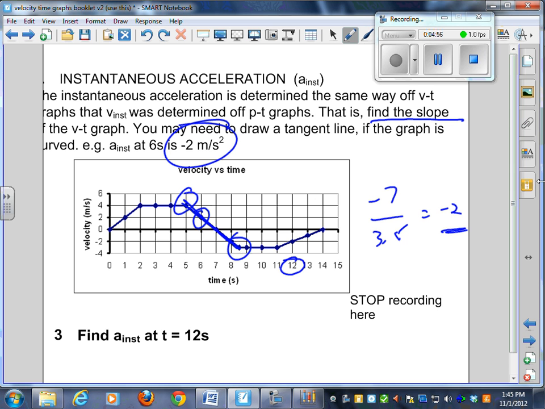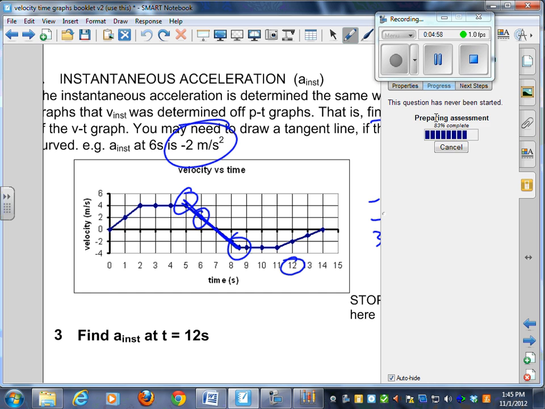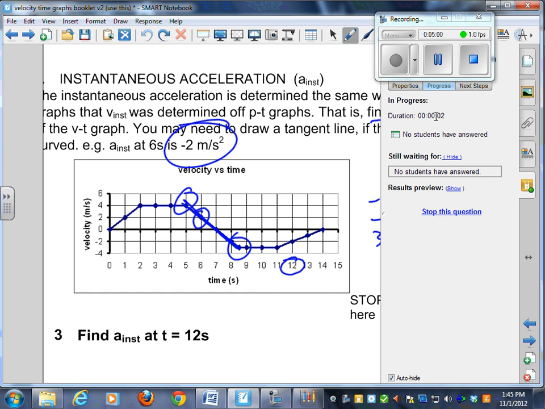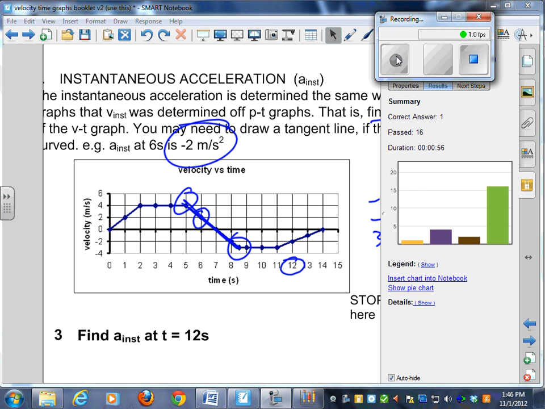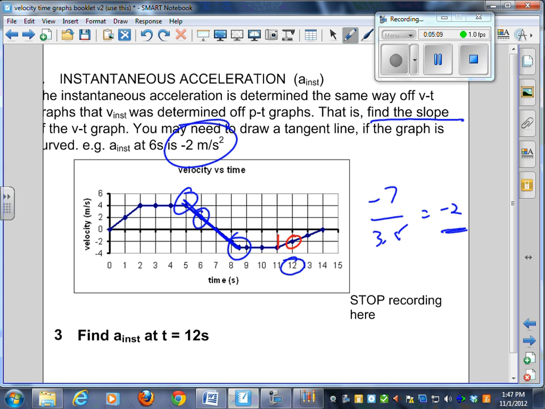I'm asking you to find the instantaneous acceleration at t equal to 12 seconds. Go. The tangent line is one on the curve. Answer is 1, right? We're looking for the slope. It goes up 3 and over 3. 3 over 3 is equal to what? Why is it positive? It's positive 1.